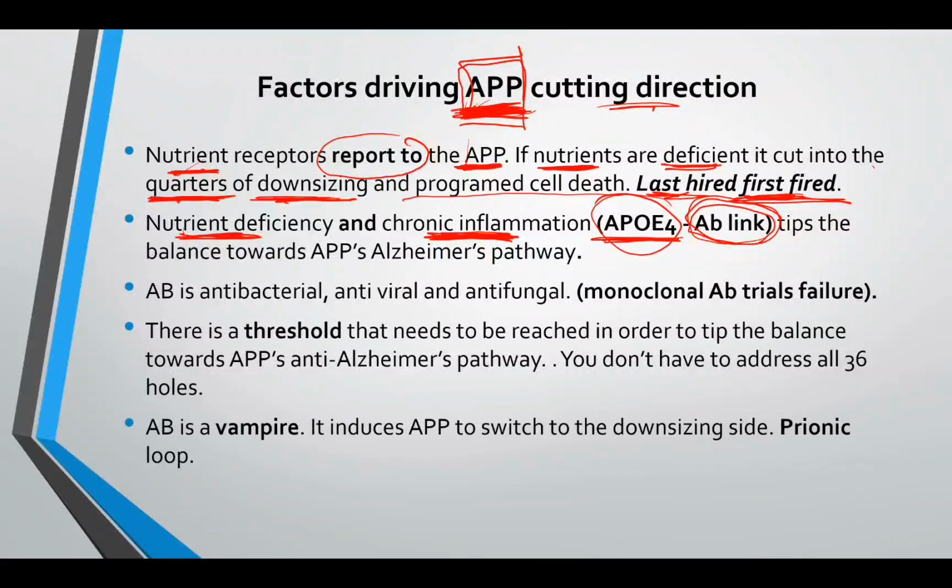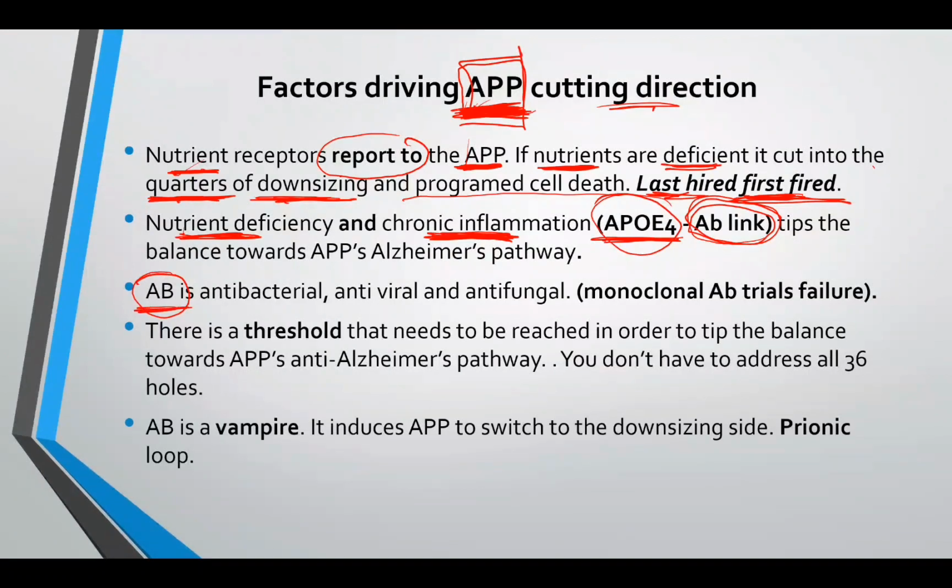So now these are the mechanisms that have been discovered by Dr. Bredesen, that we have a receptor in the brain cells which is sensitive to chronic inflammation and sensitive to the amount of nutrients that reach the brain cells. If the nutrients are deficient, or if the brain has chronic inflammation, this receptor APP will cut in the bad direction.